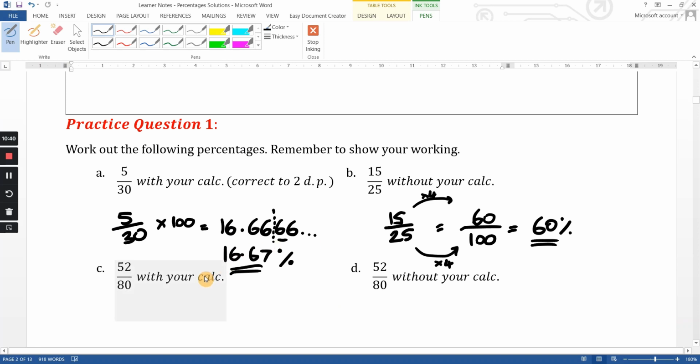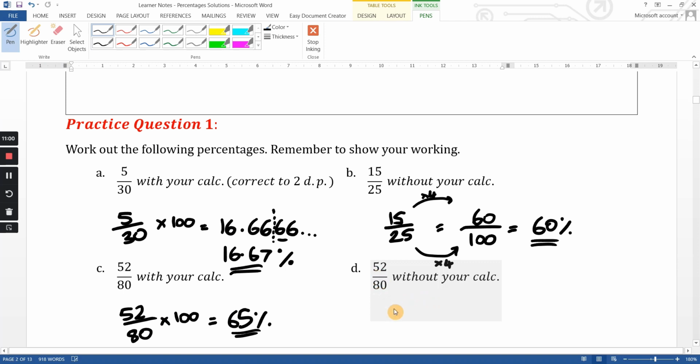Part C, with your calculator, again, should be straightforward. Let's just stick that in your calculator. 52 divided by 80 times by 100. I get exactly 65%. That's good.